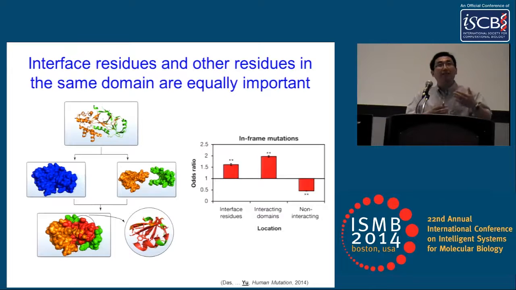And that sort of makes sense if you think about, again, we know that domains are structural and functional units of the protein. And if you disrupt other residues in the domain, you can definitely change the conformation of this interacting domain and disrupt the interaction. So that's actually quite surprising compared to the common hotspot view, all of that corresponding to only interface residues.